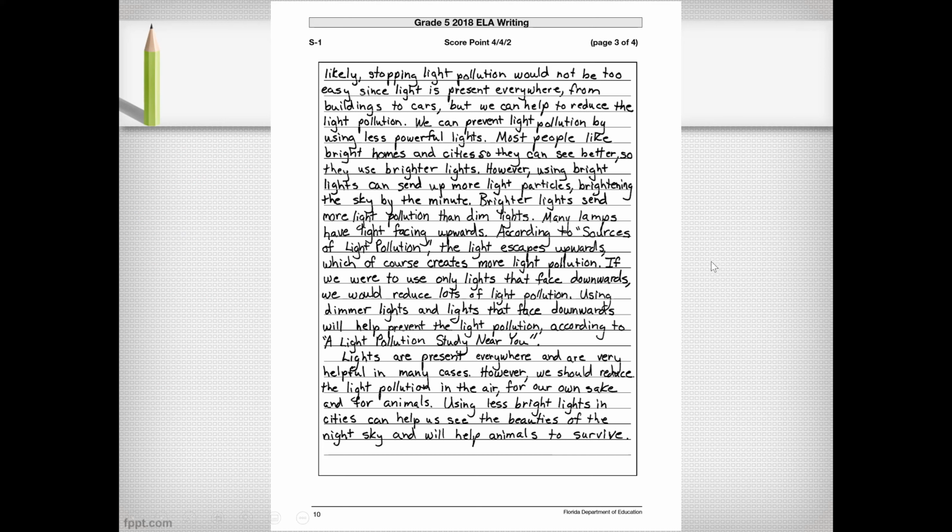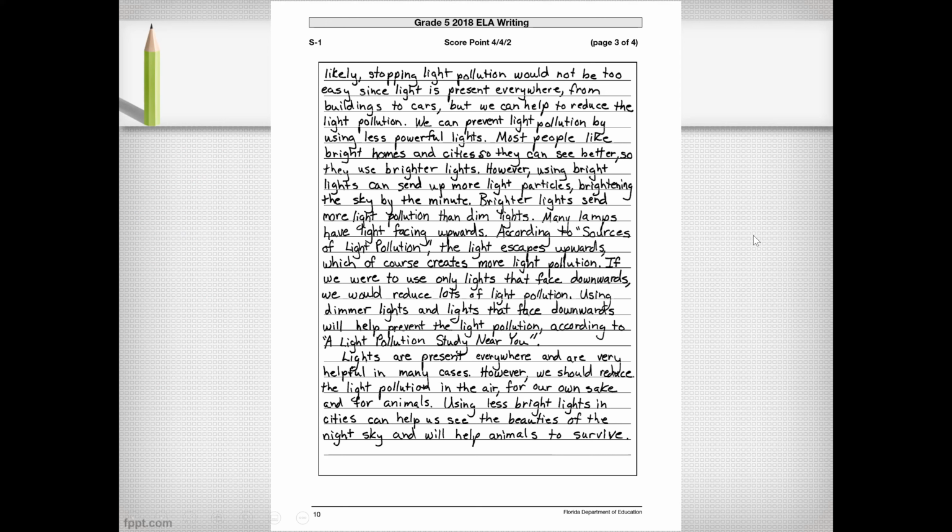We can prevent light pollution by using less powerful lights. Most people like bright homes in cities so they can see better, so they use brighter lights. However, using bright lights can send up more light particles, brightening the sky by the minute. Brighter lights send more light pollution than dim lights. Many lamps have light facing upwards. According to sources of light pollution, the light escapes upwards, which of course creates more light pollution. If we were to only use lights that face downwards, we would reduce a lot of the light pollution.